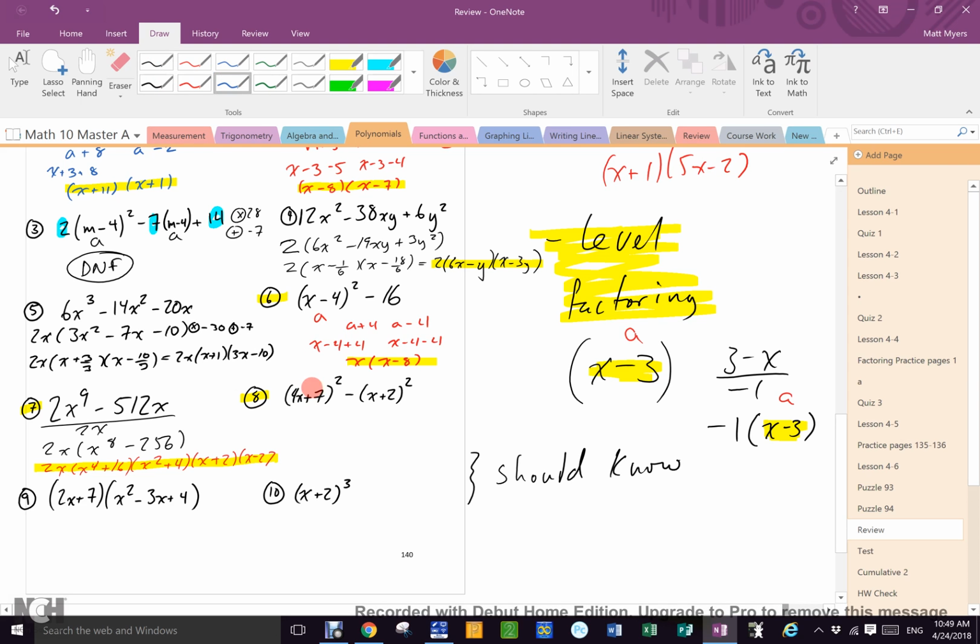This one was a and b again. So it was a plus b, a minus b, which is 4x plus 7 plus x plus 2, which is 5x plus 9. And 4x plus 7 minus x plus 2 is 3x. 7 minus 2 is 5, so 3x plus 5. Mr. Mars, is that 27 in number 7? No, it's a bracket.